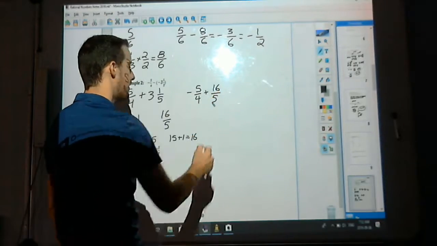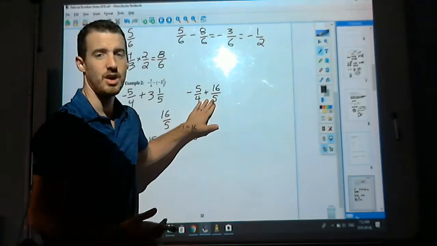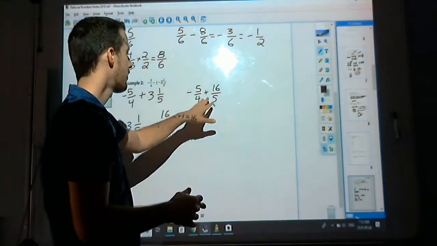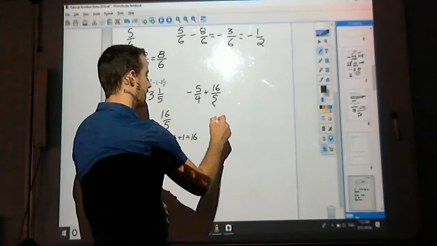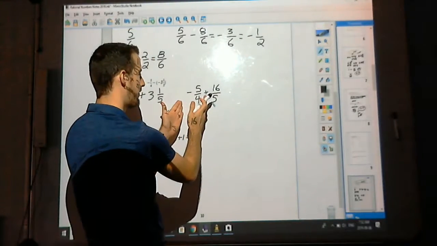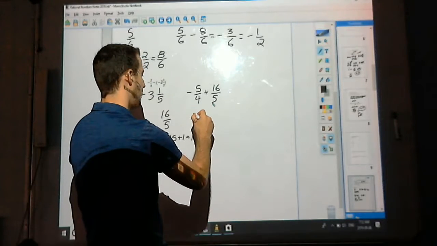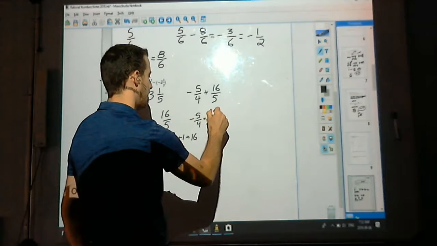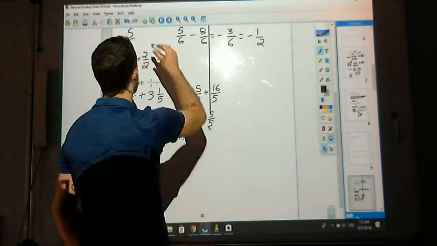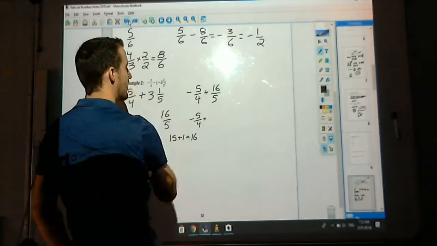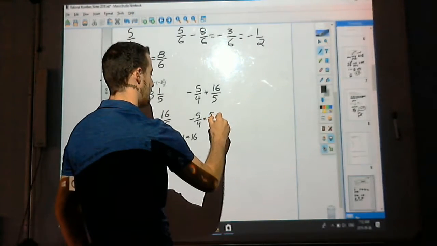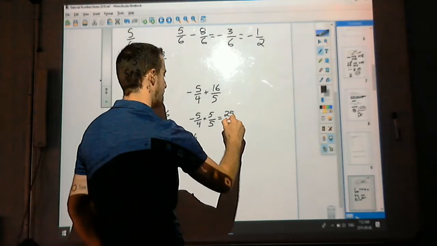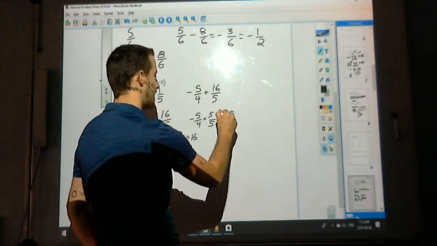Okay, all right, so last thing we have to do is find a common denominator. Unfortunately, it's pretty big when we're dealing with 4 and 5, right? So 4 times 5 is 20. So for both of our fractions here, we need to go and find that. First we're going to start with negative 5 over 4 times 5 over 5, and that will equal negative 25 over 20, and don't forget your negative, okay?